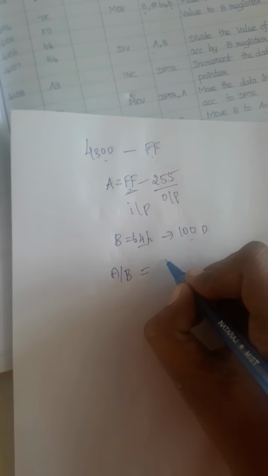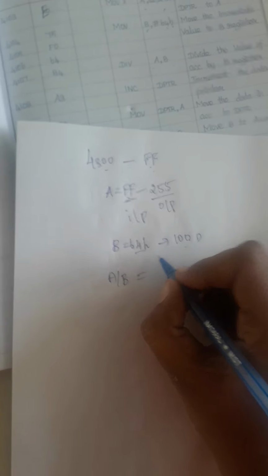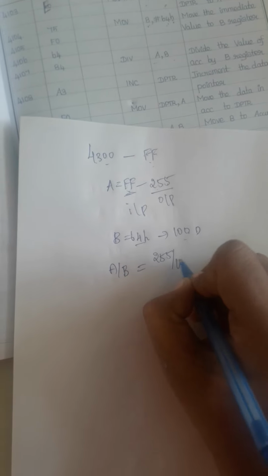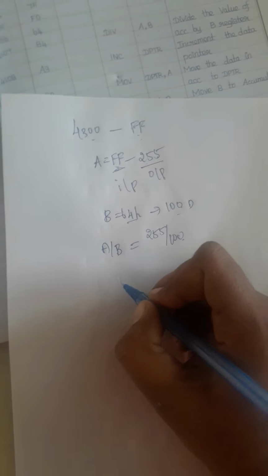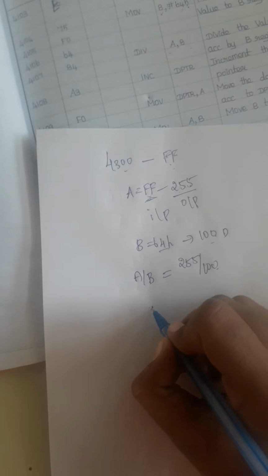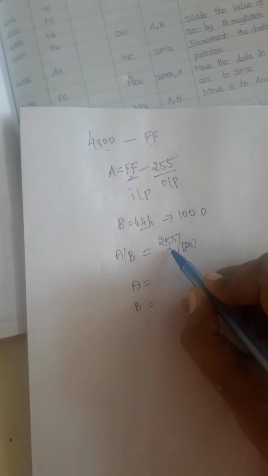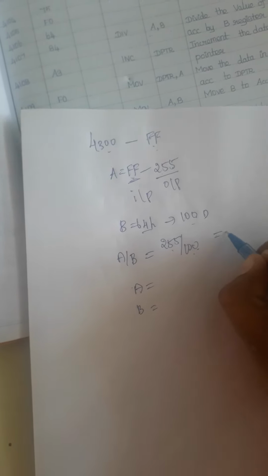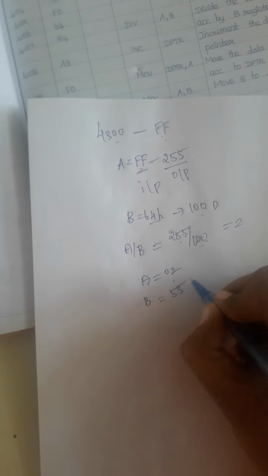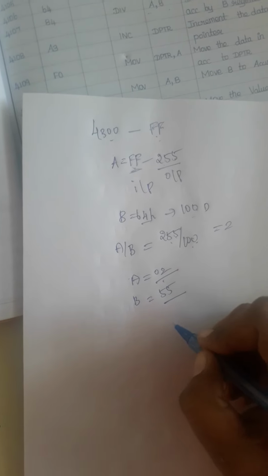So let us discuss with decimal data, because hexadecimal discussion is difficult. So 255 divided by 100. The rule is, while dividing A and B, the quotient will always be available in the accumulator and the remainder will be available in the B register. Dividing 255 by 100, we get quotient 2, which will be stored in the accumulator, and remainder 55 will be stored in the B register.